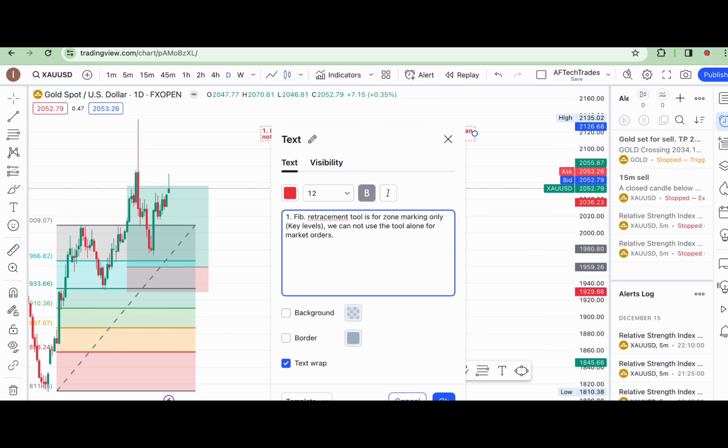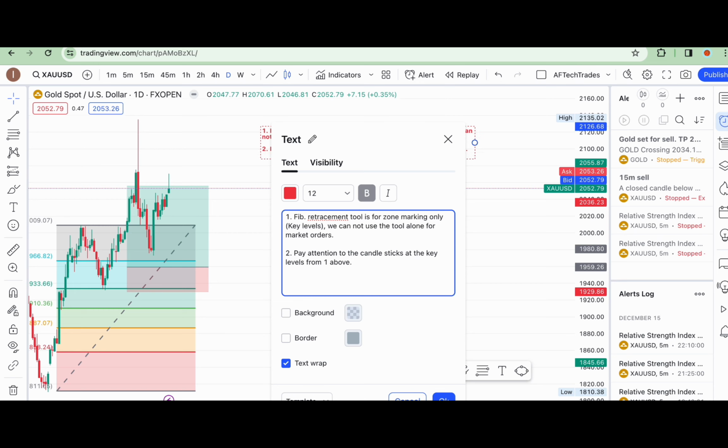The second point I want us to note is that we need to pay attention. Let's pay attention to our candlesticks at the marked level. Pay attention to the candlesticks at the key levels. That's from 1 above. Okay, this is important.